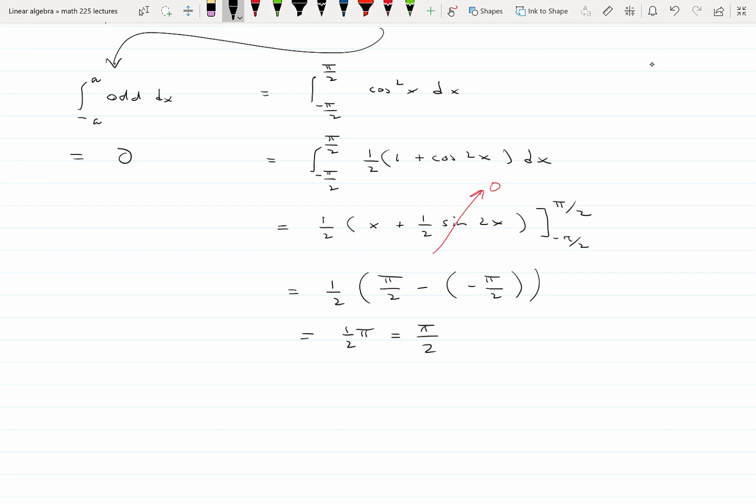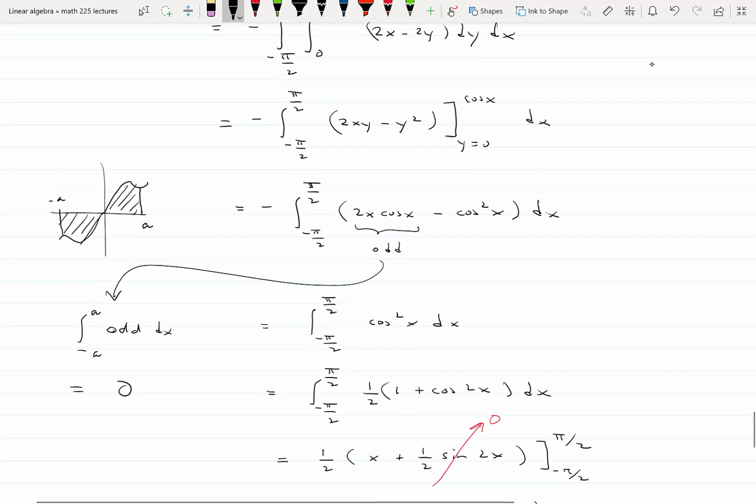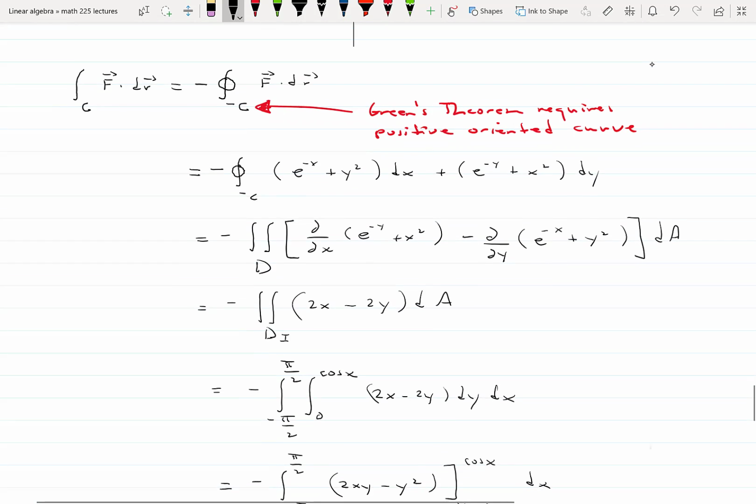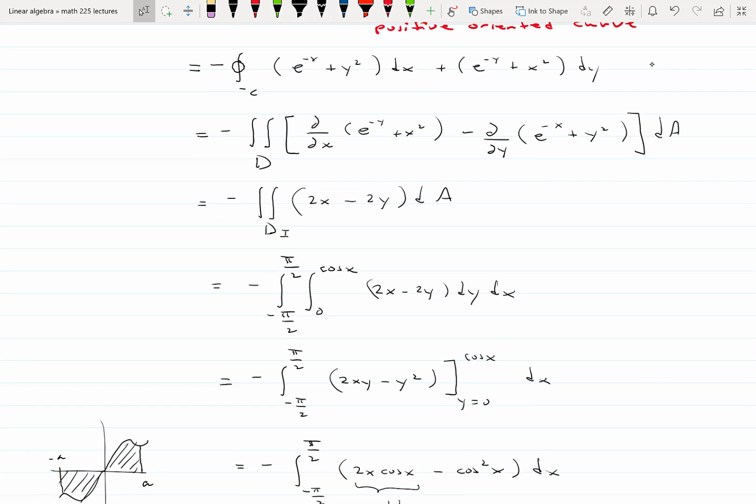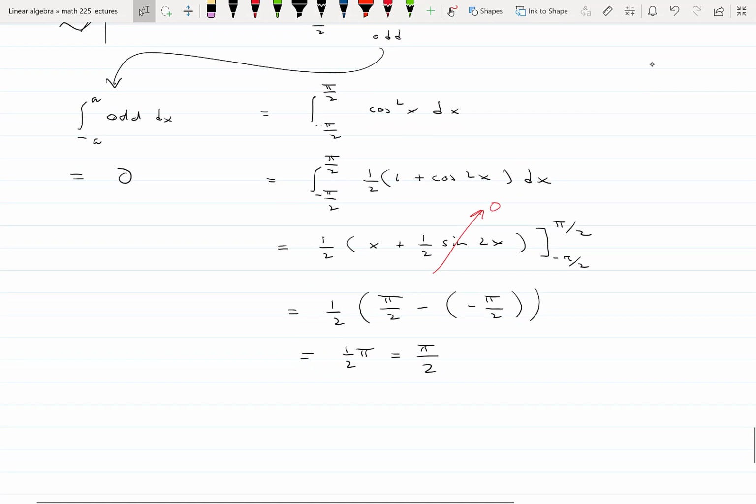Again, using Green's theorem, we converted the line integral, or work integral in this case, because it was F dot dr, it looks like a work integral, to a double integral. Okay, and that ends section 16.4.